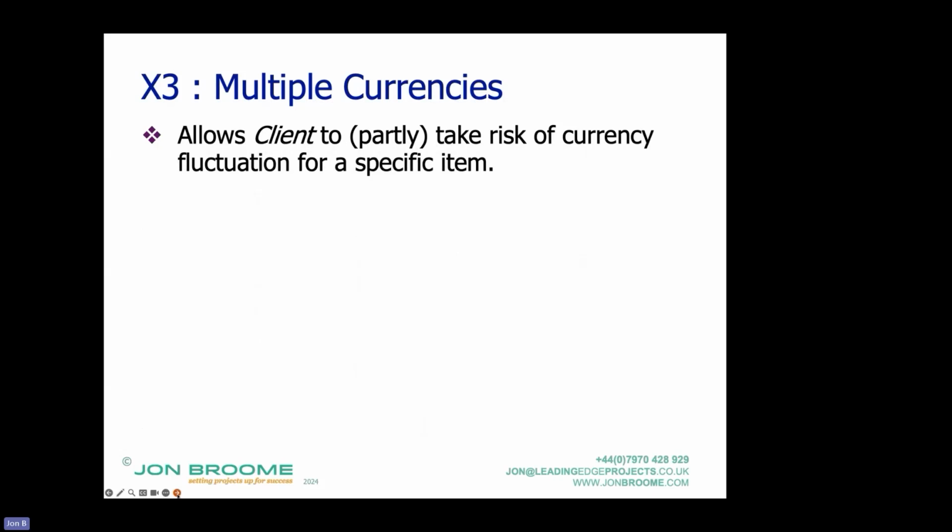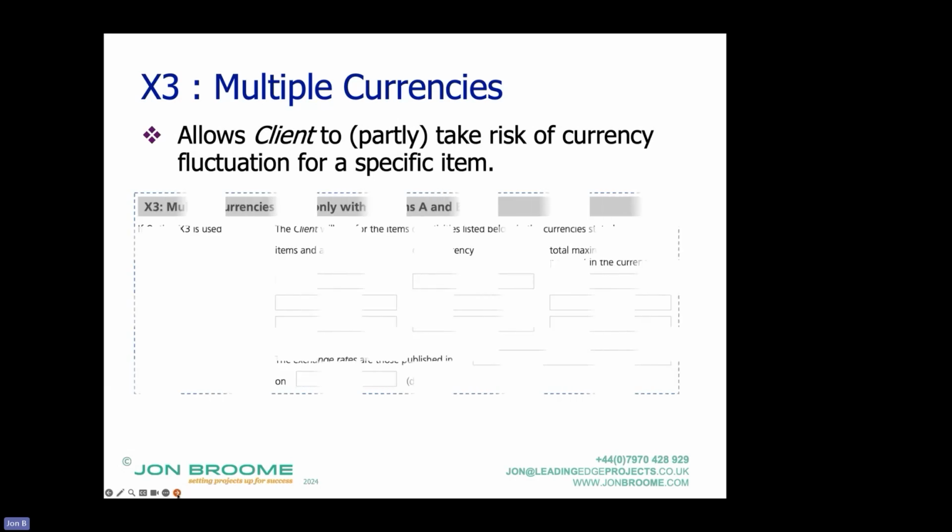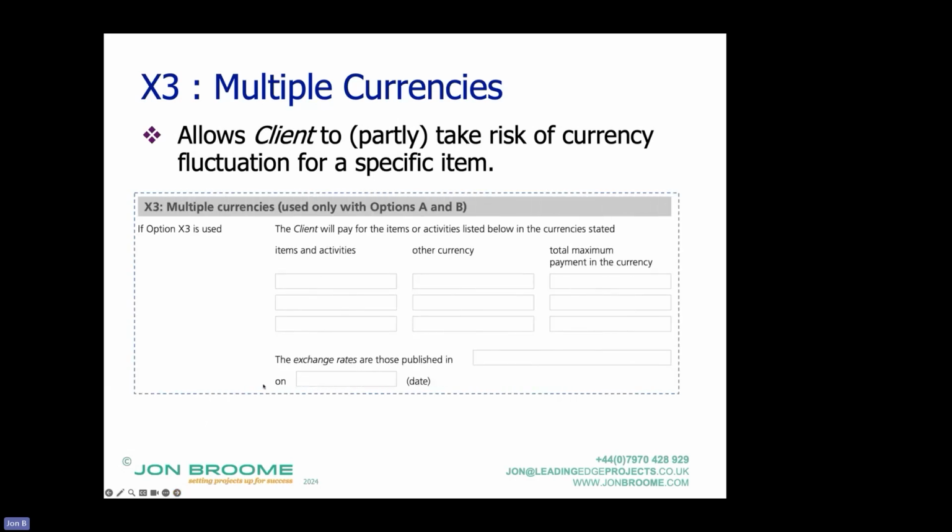Multiple currencies allow a client to partly take risk of currency fluctuation for a specific item. And here's the entry. So you identify in the contract data the item or activity, which currency it's going to be paid for, and the total maximum payment in the currency. And that's why I say partly, because you could say this tunnel boring machine is going to cost the contractor £2 million, or 2 million euros, shall we say. I will take it up to, as a client, up to €1 million. Therefore, the other €1 million, which might vary, that's on the contractor.